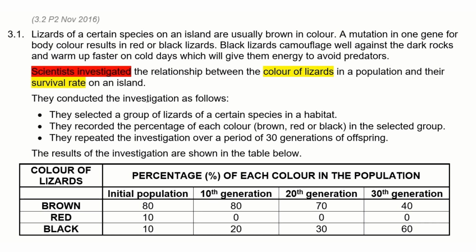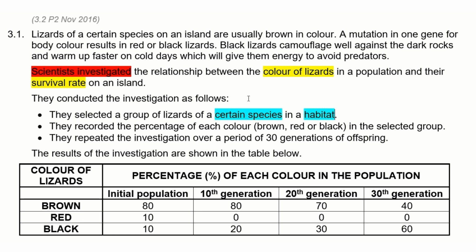Then if we read through the rest of the question, they have quite a short method here. Oftentimes this will be longer, but in here there's also a few things to look out for. So they say they conducted the investigation as follows. They selected a group of lizards of a certain species in a habitat. Now, in there is also some key information because they tell you it's a certain species and in a habitat. They don't say a specific habitat, but we can assume based on how they phrase it here that it's within one specific habitat.